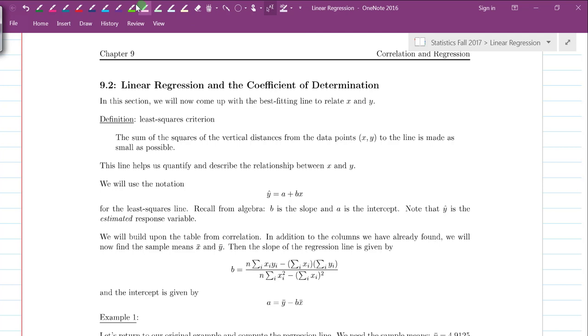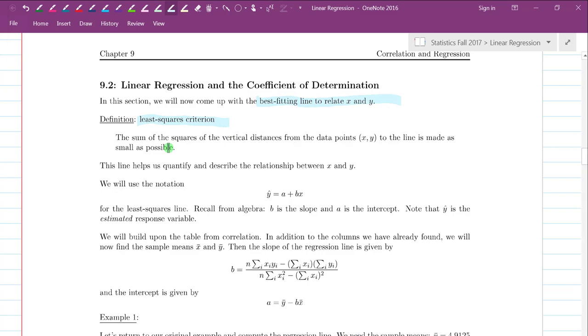So the best fitting line for x and y. We have a definition, and it's called the least squares criterion. It says the sum of the squares of the vertical distance from the data point x, y to the line is made as small as possible.